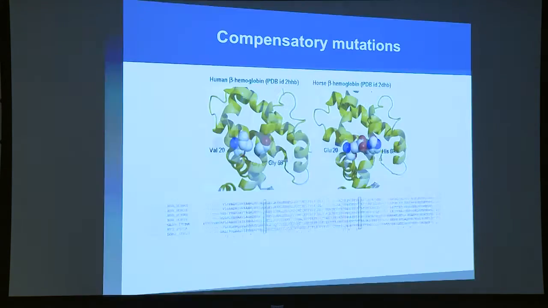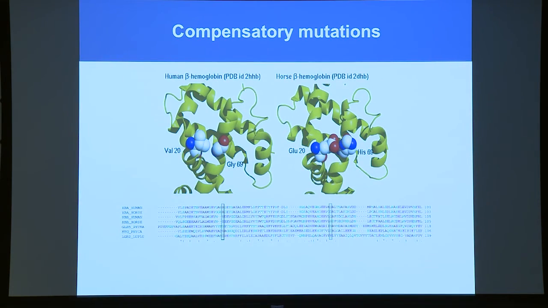We looked at this. That's the reason the horse is in this picture. About 10 years ago, we had a paper with Alex and Fedor Kondrashev looking at this issue. And this is the structure of human hemoglobin. At least the database suggests that changing valine in position 20 for glutamic acid is a pathogenic mutation, right? And you look at the human protein, and it sort of makes sense. Glutamic acid wouldn't fit here.